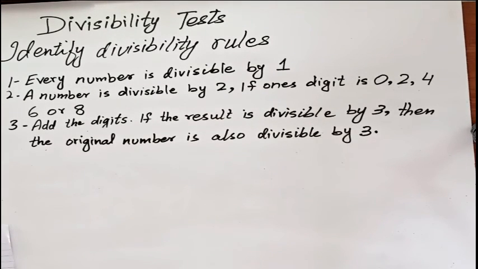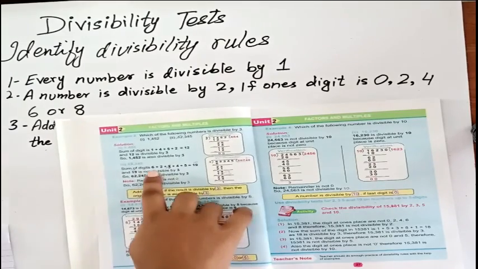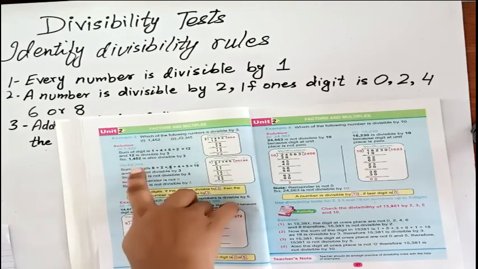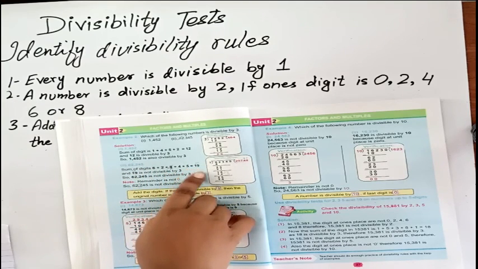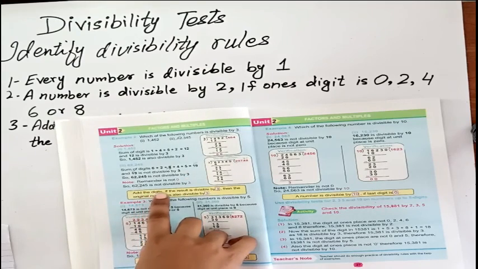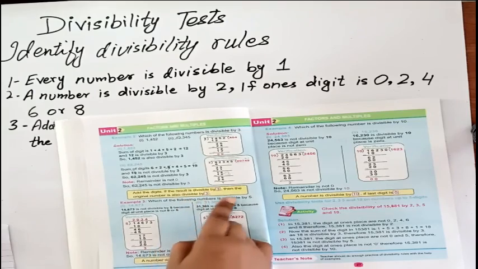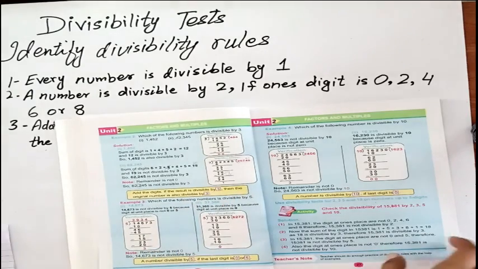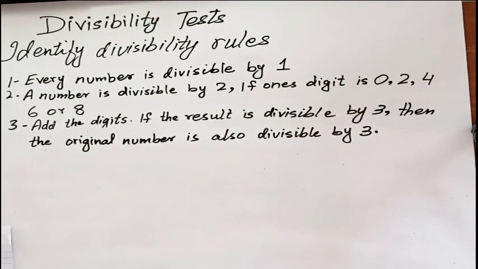What is third rule, students? Add the digits. You have to add the digits. You can see in the book, page number 26, example is over here, that sum of the digits, if you will add these digits, the answer will be 20. If the result is divisible by 3, then the original number is also divisible by 3. I hope you understand till here, students. We will continue this in the next example. That would be the numbers divisible by 5.